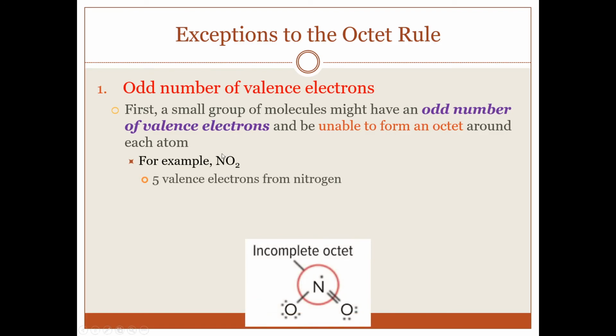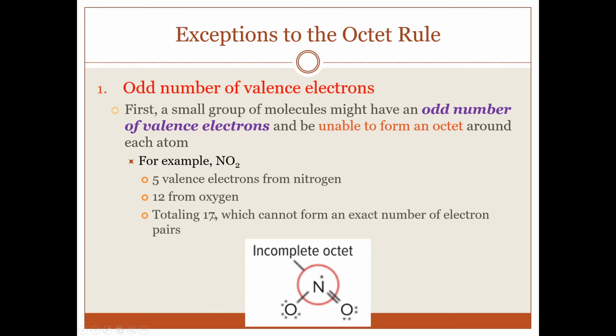Nitrogen has 5 valence electrons. 2 oxygens will have 12, so 12 plus 5, that'll get you 17. And since 17 is an odd number, we can't have an even number of electron pairs. So here we have 2, 4, 6, 8, 10, 12, 14, 16, 17.